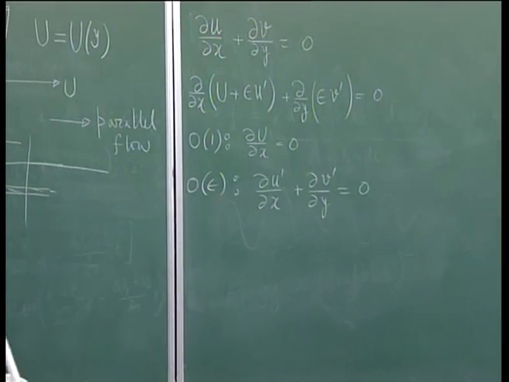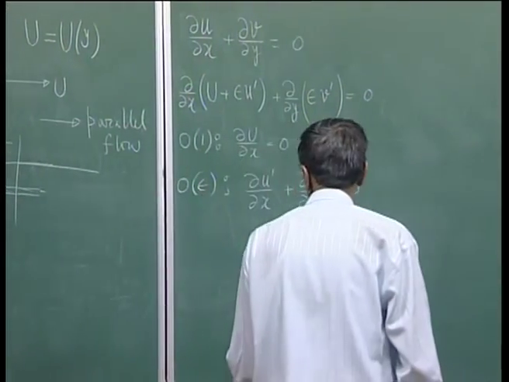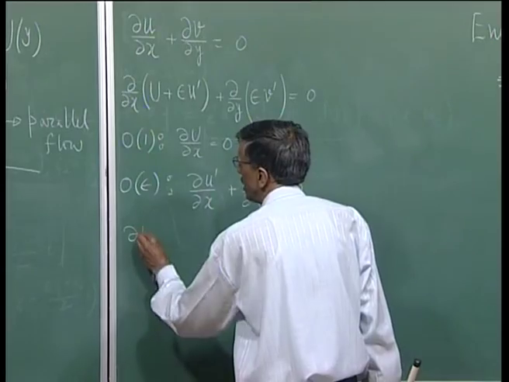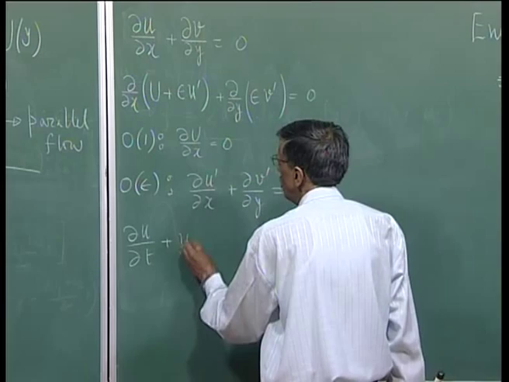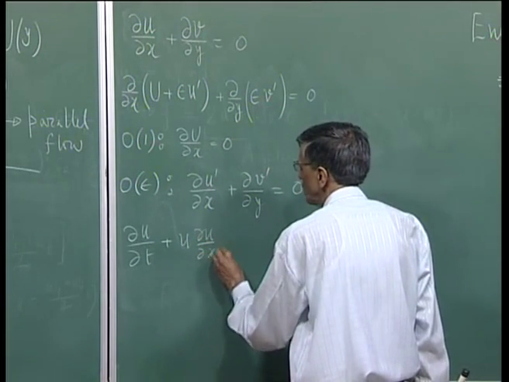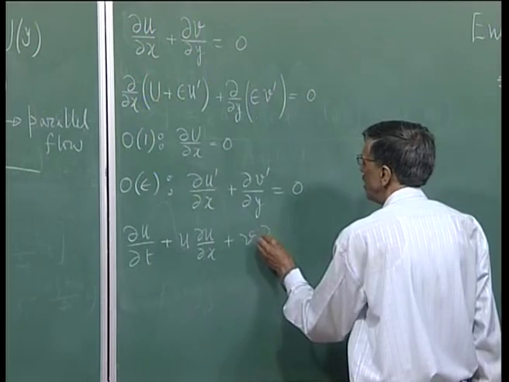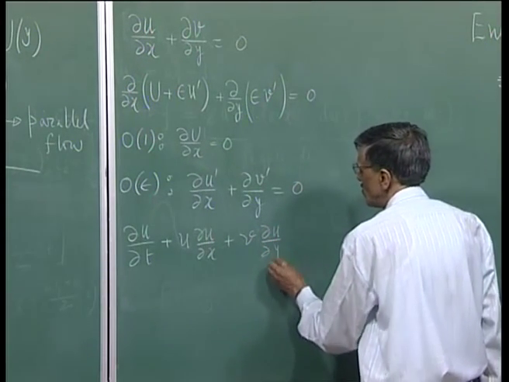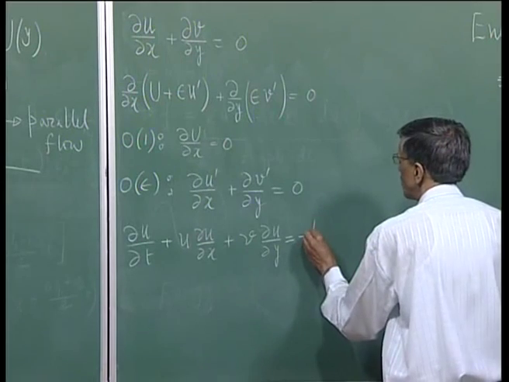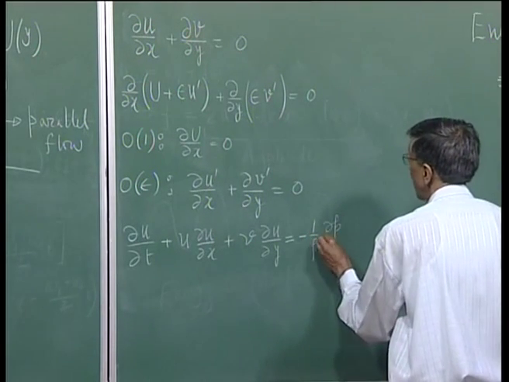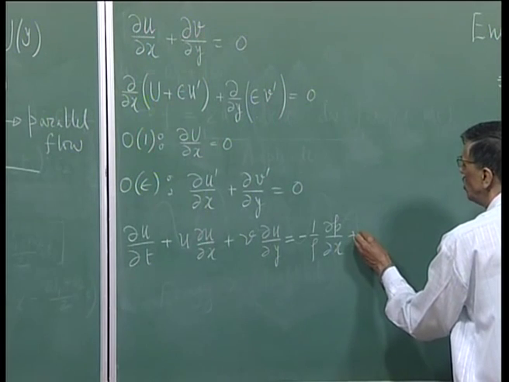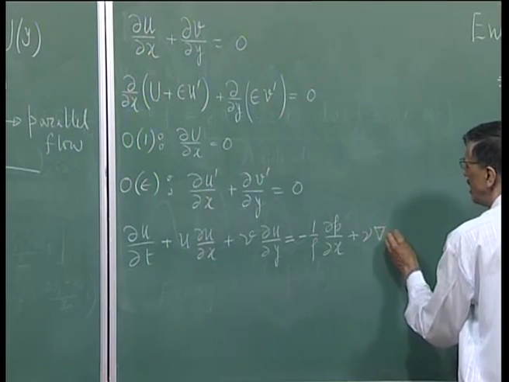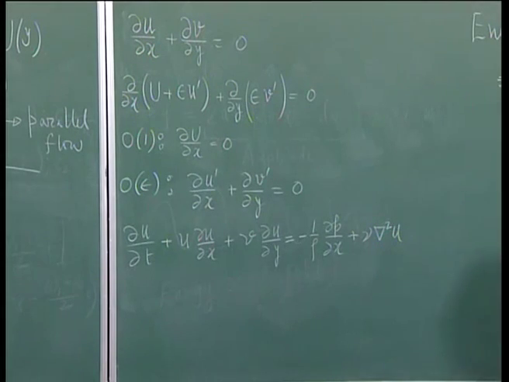You can similarly go ahead and look at, let's say, the x momentum equation. That is this: del u del t plus u del u del x plus v del u del y. Then we'll have minus 1 over rho del p del x. And since we are studying the inviscid stability, we are going to write this equation.